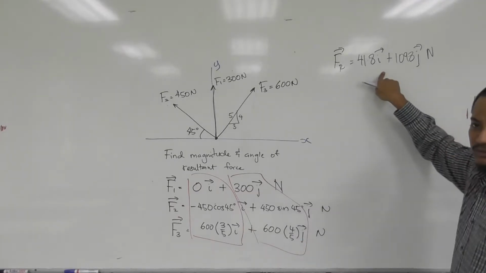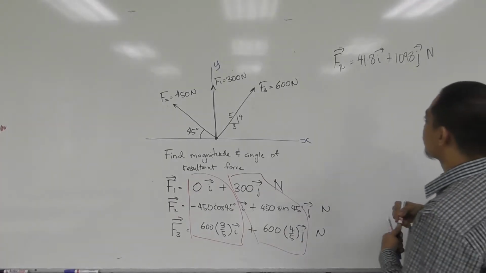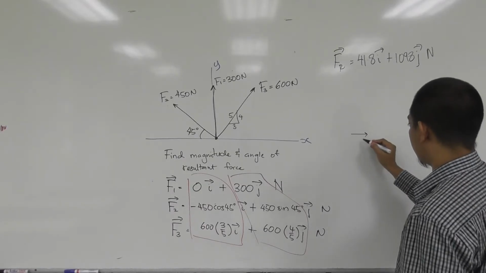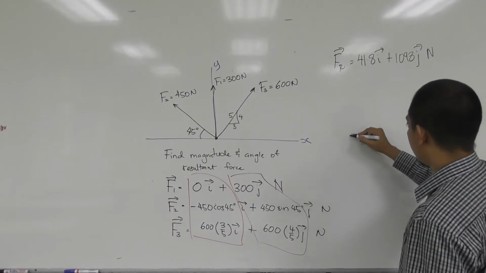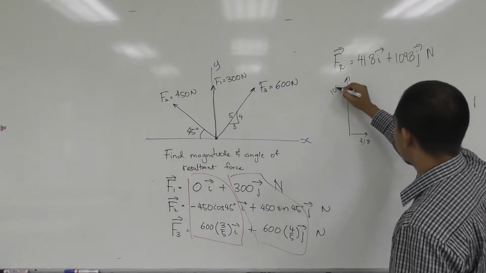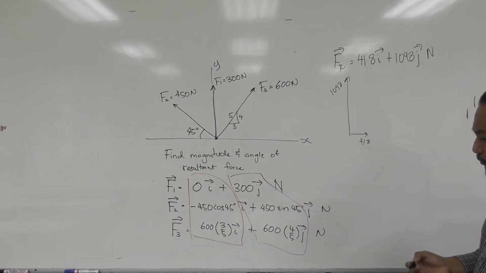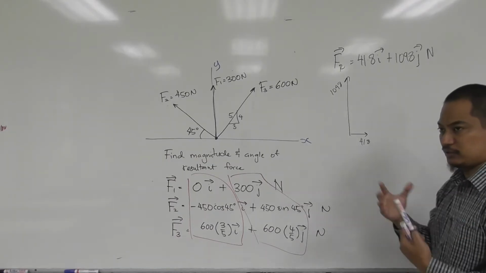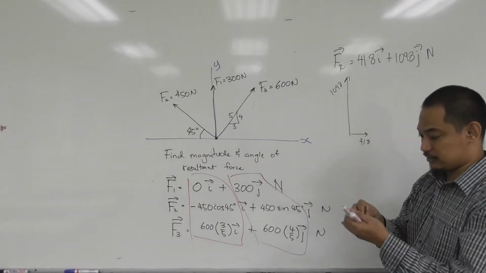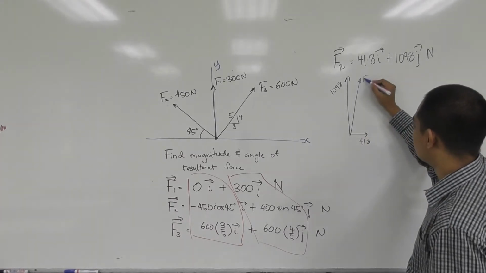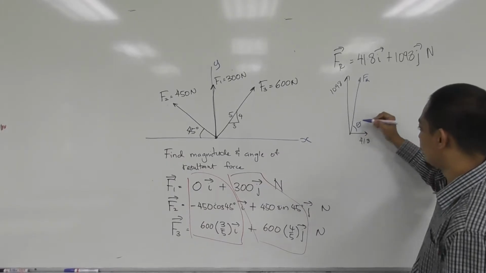Right? What does this mean? This means that if you draw it, it will be like 41.8 here, and then like 1098 here, right? If you draw to scale, it will be quite obvious what the angle should be, right? FR will be here, and theta will be there.